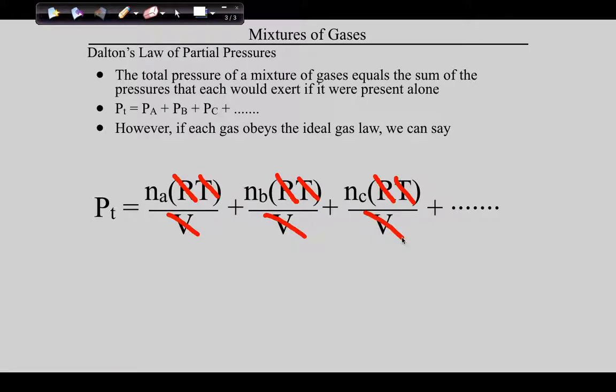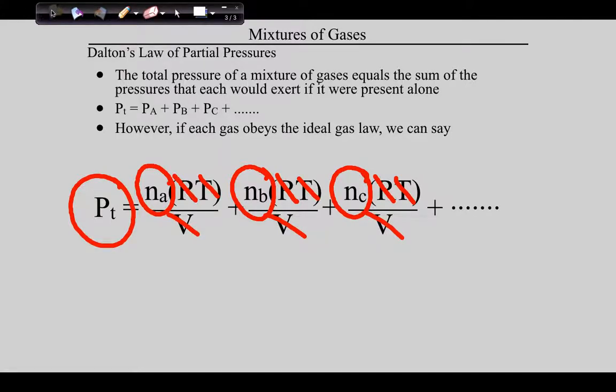So guys, look at what we're left with. The pressure of a mixture of gases is actually proportional to the number of moles of A, the number of moles of B, the number of moles of C. Hopefully right now you're saying to yourself, wait, that sounds familiar. Because guys, it should sound familiar.